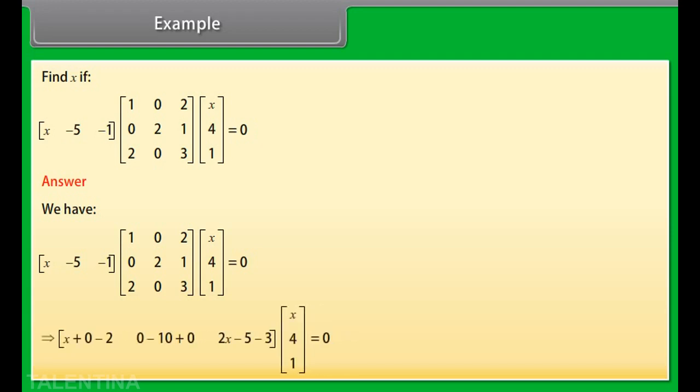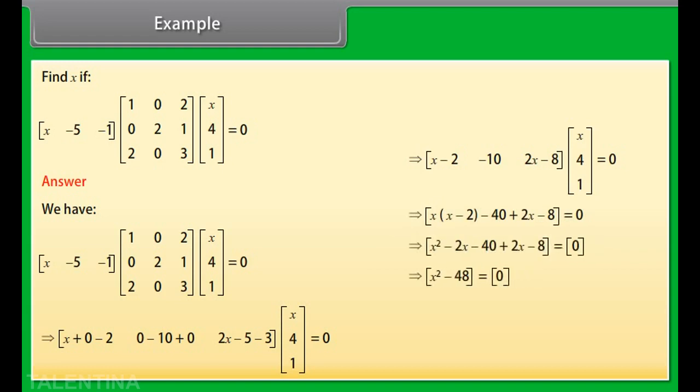It implies that the matrix [x+0-2, 0-10+0, 2x-5-3] multiplied by the matrix with rows [x], [4], [1] is equal to 0. Solving this, we get x square minus 48 is equal to 0. It implies x square is equal to 48. It implies x is equal to plus minus 4 square root 3.